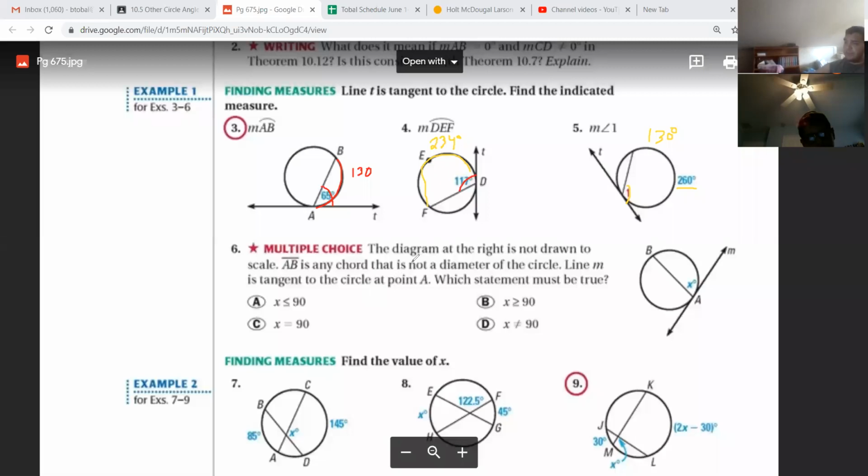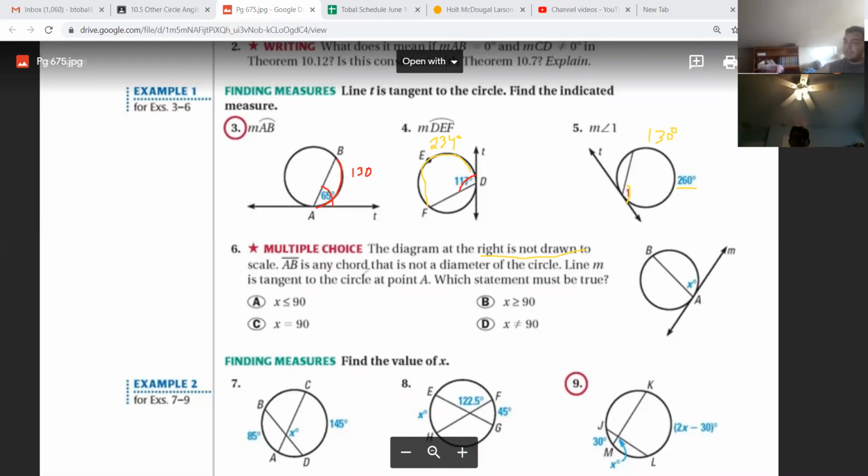Let's talk about number 6. There's 2 things that are kind of important. First off, the diagram is not drawn to scale. So it looks like an acute angle here, but it's telling you don't take that into account. It's just showing you an example. It looks like an acute angle, but you don't use that in your answer.